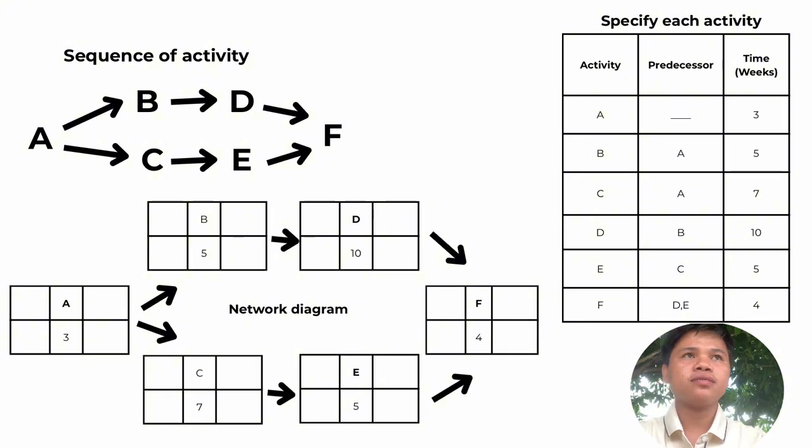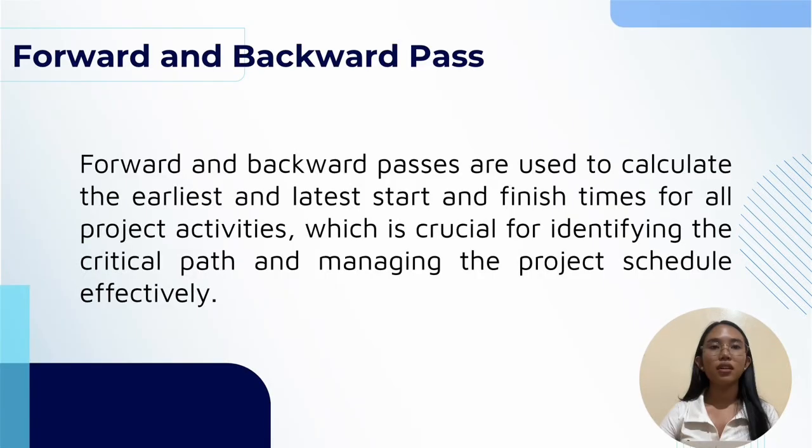And D, the predecessor is B, so the arrow will connect it to B, and E, the predecessor is C, so we connect it to C. And F, the predecessor of F is D and E, so the arrow will be in D and E. And that's all.